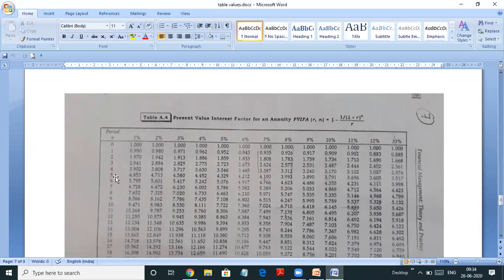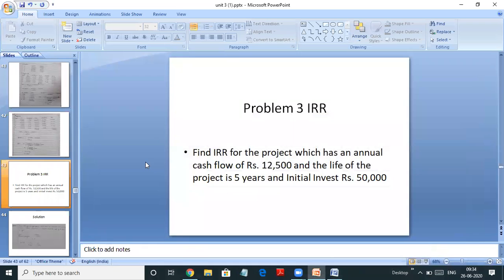So these are the two rates, 7 and 8%, that we will consider as lower rate and higher rate. In 5 years, you should search for the answer that you got by dividing the initial investment by annual cash flows, which was 4. We don't have exactly 4. It is in between 7 and 8%. So we go to the problem now.